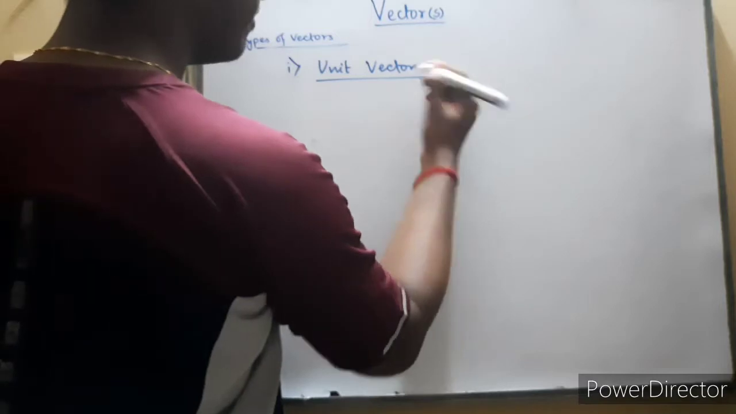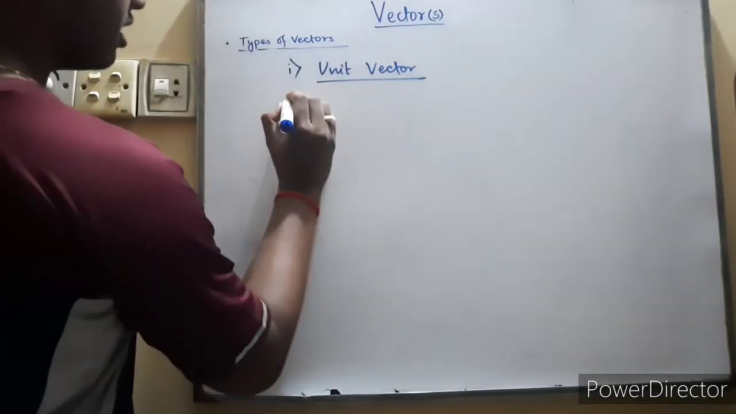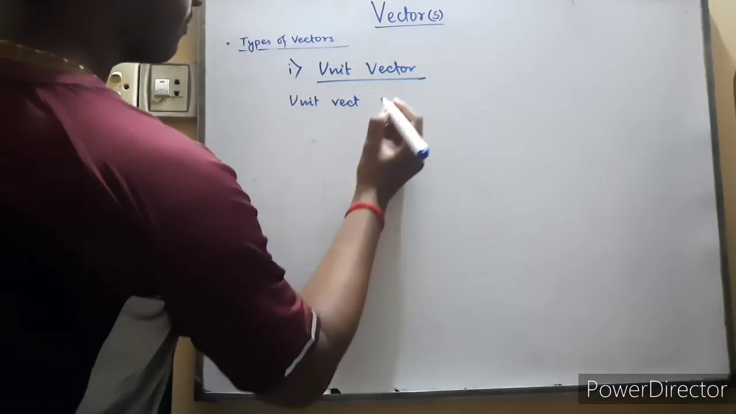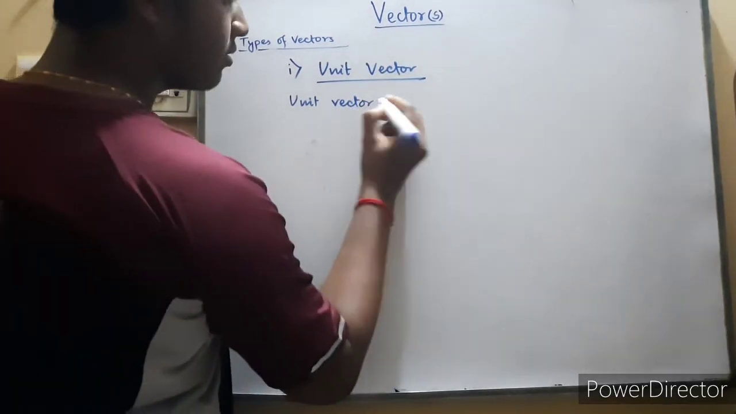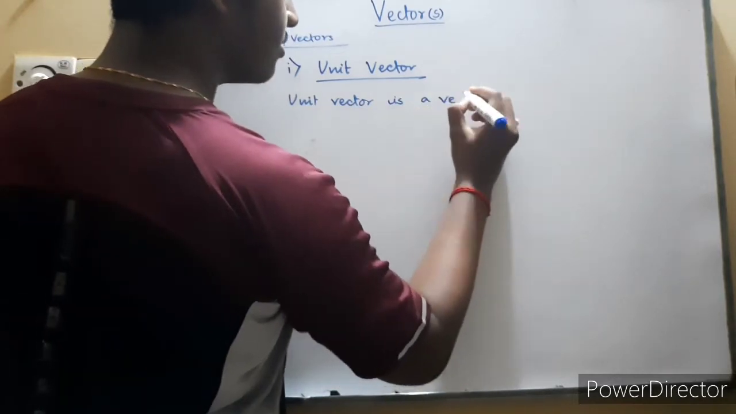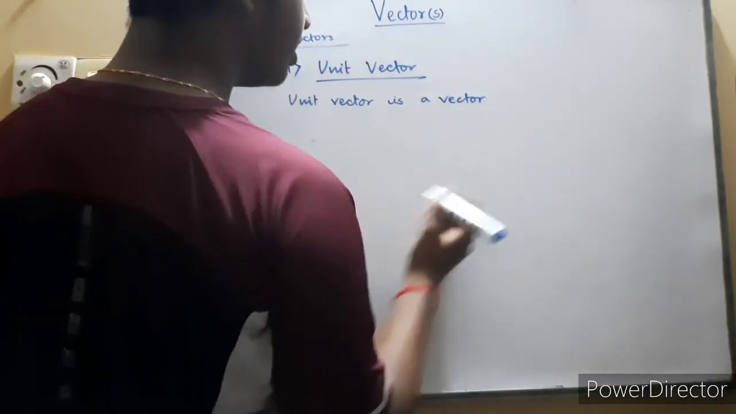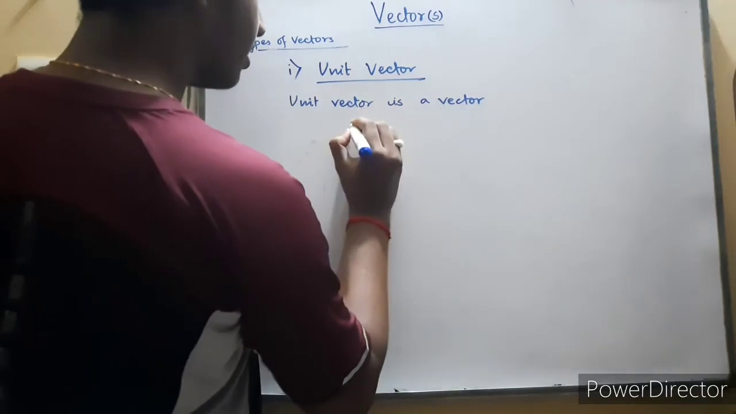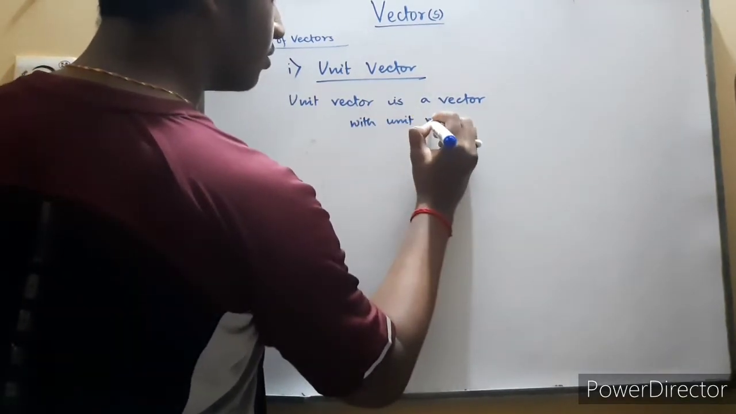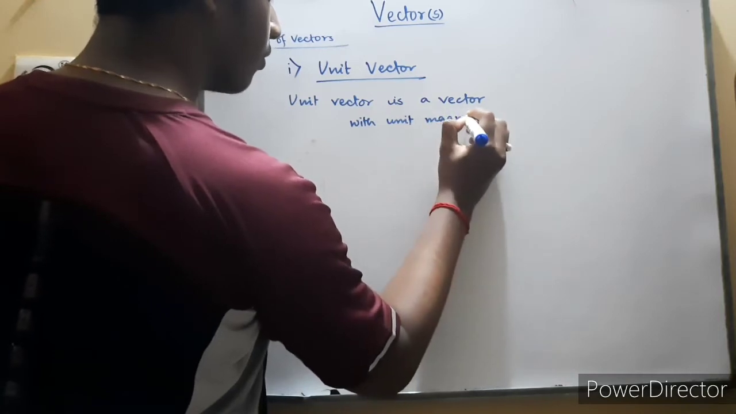What is a unit vector? A unit vector is a vector with unit magnitude. So a unit vector is a vector with unit magnitude. Okay.